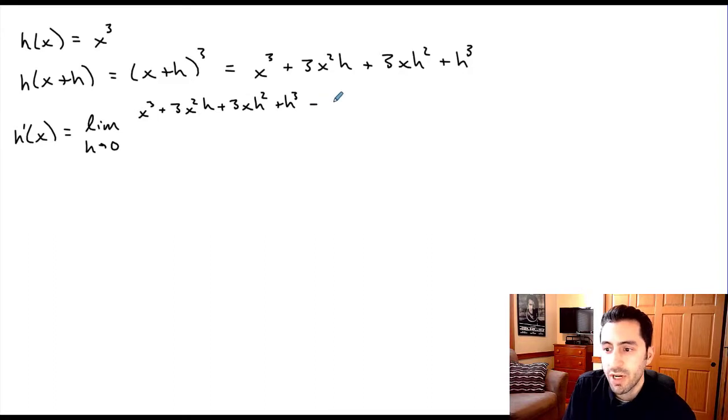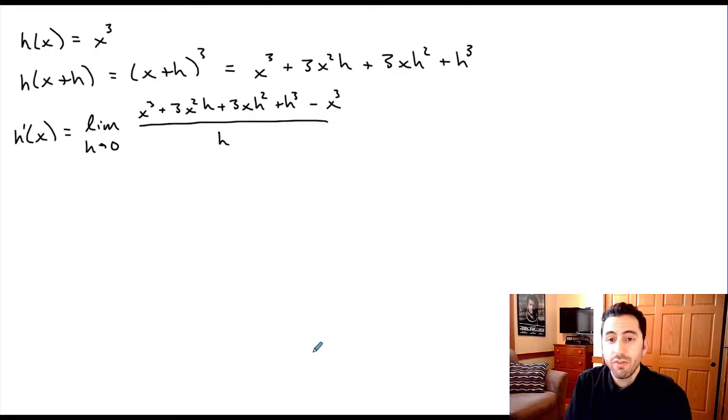From that, we're going to subtract our original function. So we're going to subtract x cubed, all over h. So now we've done this twice. It's the same process. We'll simplify and see if we can evaluate this limit. I'm subtracting x cubed. I have a positive x cubed here, and I'm subtracting x cubed there. So those two will cancel out.